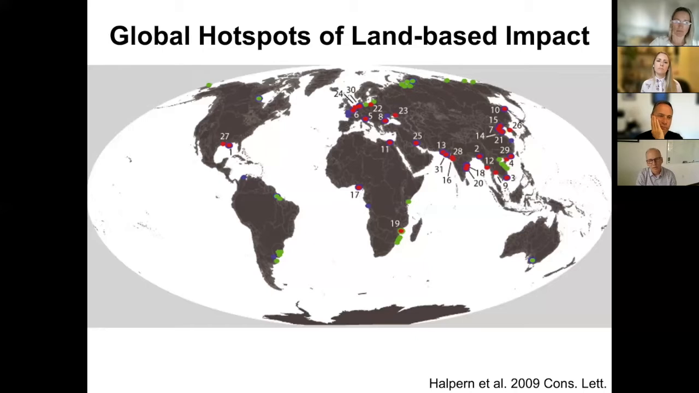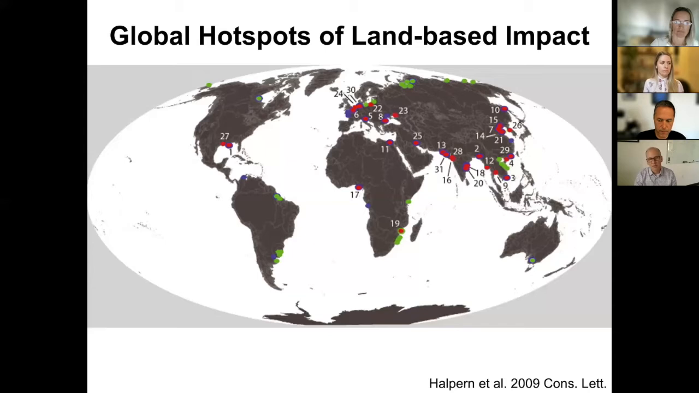And we could map and aggregate up all those pressures into the watersheds, and then from their pour points along the coast, plume them into coastal waters to see where they were having an impact on coastal ecosystems.